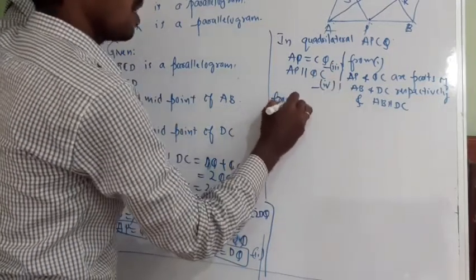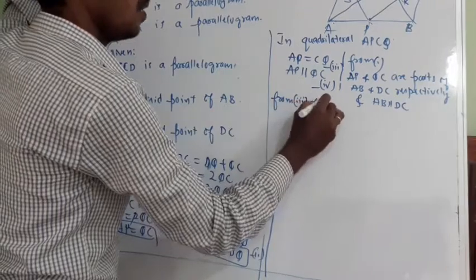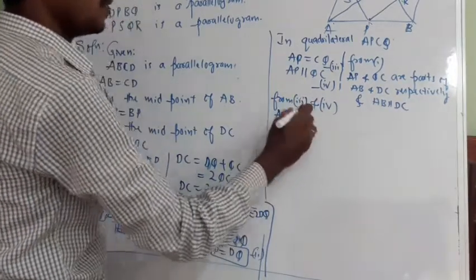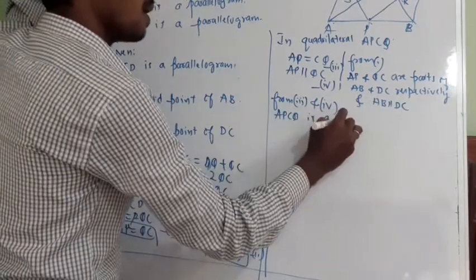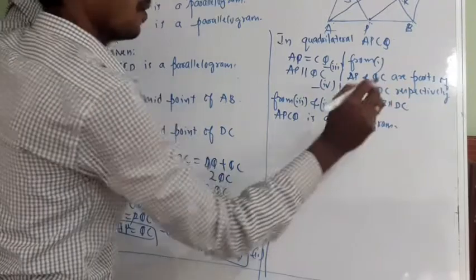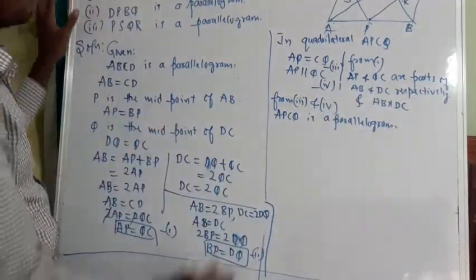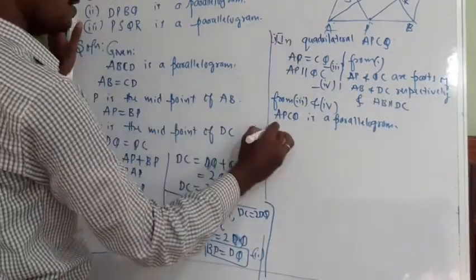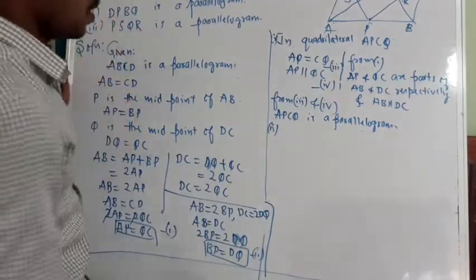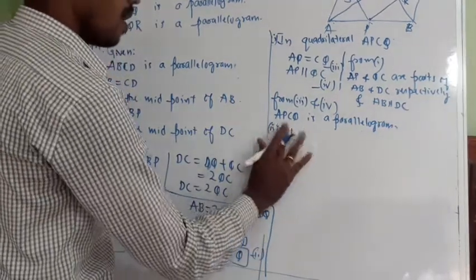From 3 and 4, what can I conclude? I can conclude APCQ is a parallelogram. Okay, we proved the first part. Second part, DPBQ is a parallelogram. So similarly, we'll prove it.